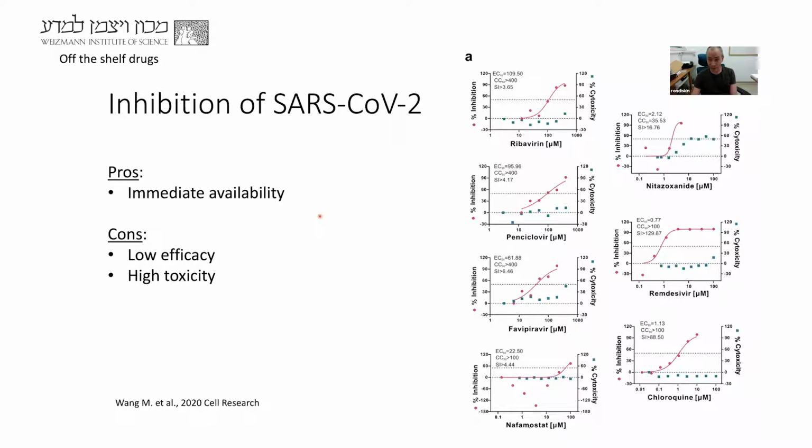The pros of using those kind of drugs is that those are immediately available. Some of them have shown low efficacy in the past. It could be better in this case, but we still don't have data for that. I just want to mention that there are several clinical trials that already started with remdesivir. We're still waiting for results, and until then, we won't know for sure if it's really effective against the virus in treating patients. Some of them have high toxicity, some of the compounds that I'm showing here.